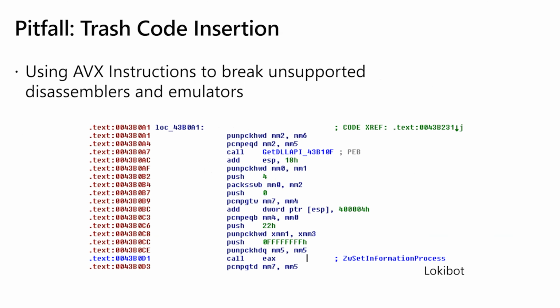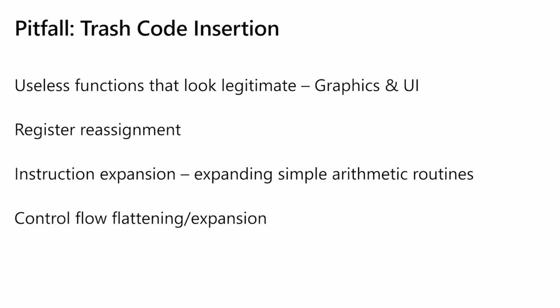And what does that look like? Here's an example of using AVX instructions to break unsupported disassemblers and emulators. Sometimes they don't have the AVX instruction set, so obviously it's going to have a really hard time looking at the instructions in between the actual instructions it's using. Everything in purple here is all NOPs meant to disrupt any automated disassembly that doesn't support AVX instructions. And that was Loki bot.